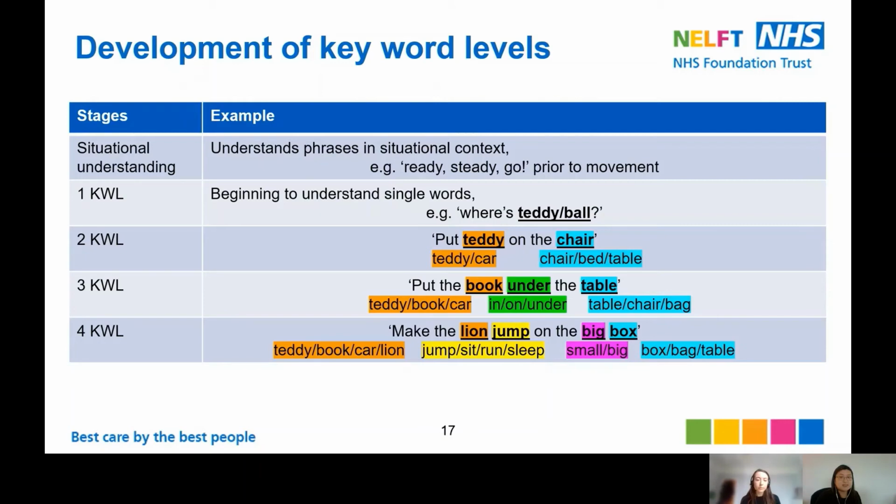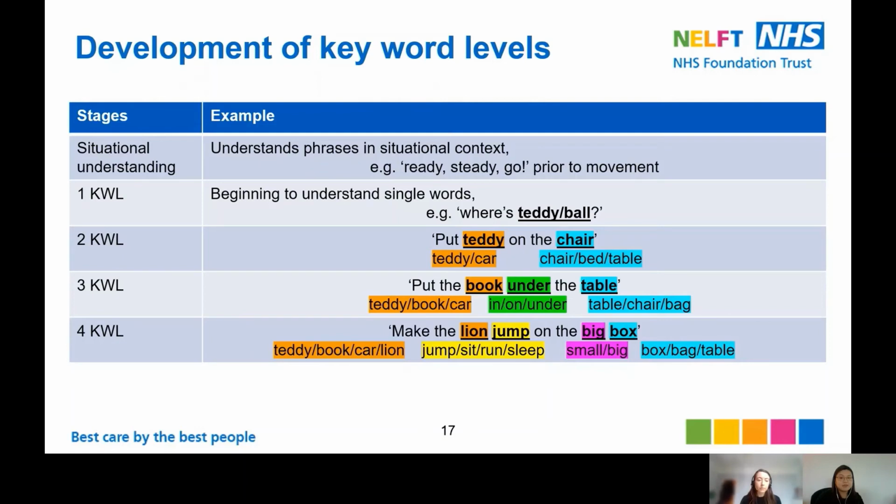To reiterate, keywords or information carrying words are when there are alternatives to the object or item or word. For the instruction at 3-word level, put the book under the table. When you present this instruction, there should be alternatives to each keyword. So for position, it could be in, on, under. And similarly for the 2 objects, book and table, it could be teddy, book, car, or table, chair, bag.